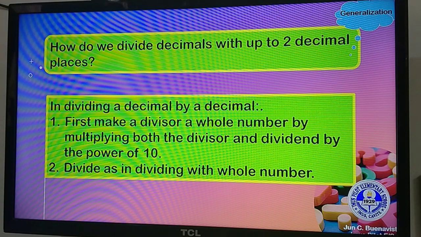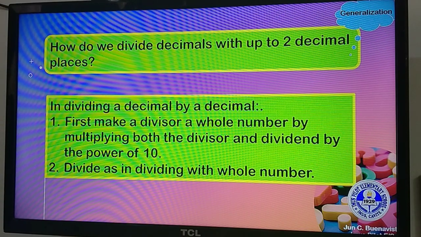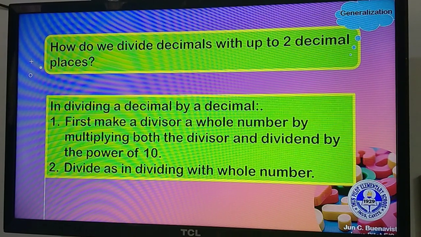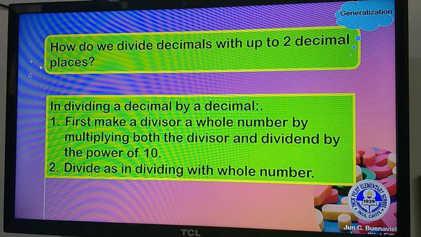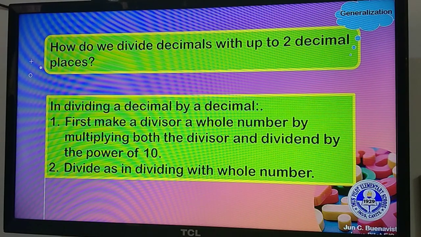But simply, the simplest way, you have to move the decimal points to the right. If you move the decimal point to the right, let's say twice for your divisor, you also move the decimal point of the dividend twice. Why? Because the dividend follows what the divisor does. Sinusundan niya. Then after you make the divisor a whole number, you can now divide as in dividing with a whole number. So ganun lang kasimple pag nag-divide ng decimal numbers.